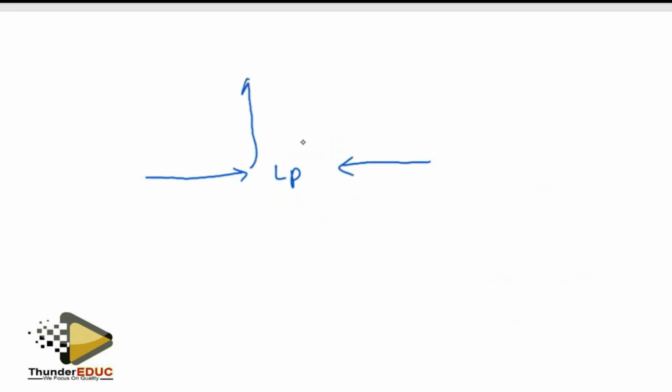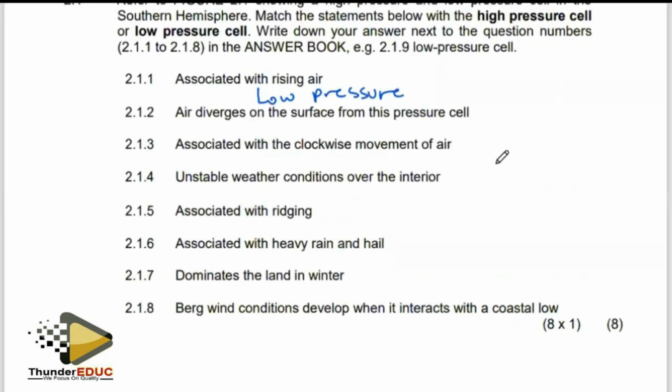Let us try to illustrate it here on our blank page. Because we know that in low pressure cells, air converges, then it's going to rise. This is in low pressure cells. All right. So which makes our option for 2.1.1 to be a low pressure cell.